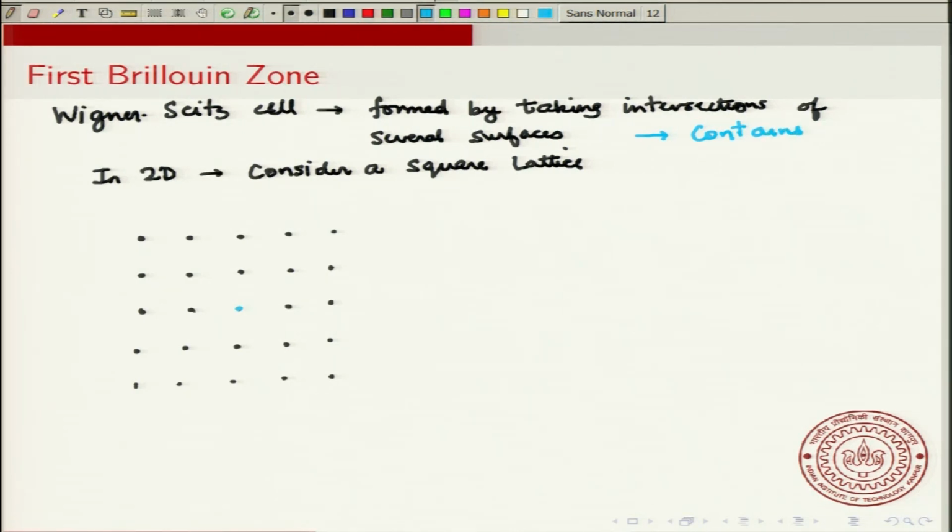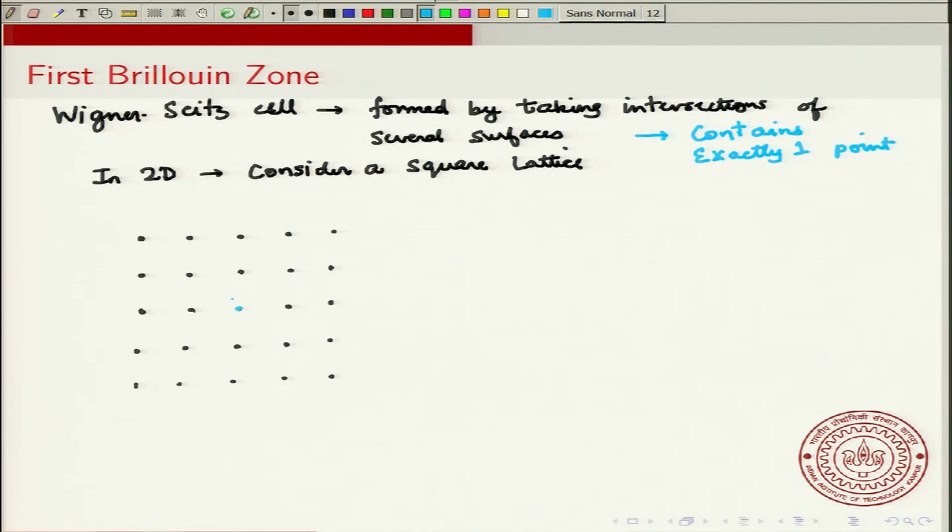Contains exactly one point. And it has all the symmetries of the lattice. So, it contains exactly one point and it has all the symmetries of the lattice. So, how do you construct it?